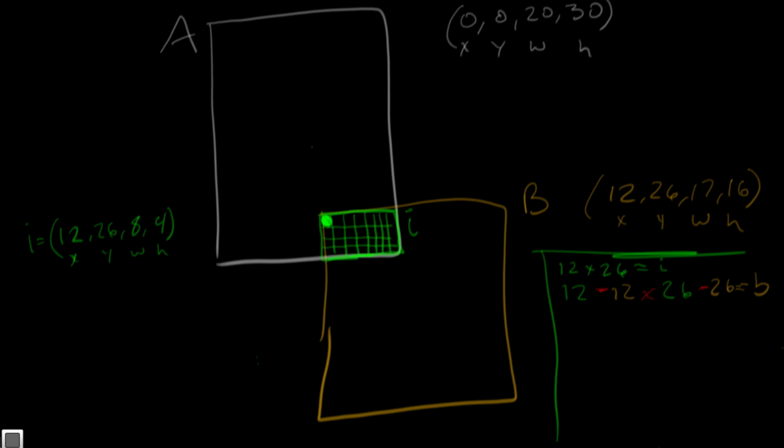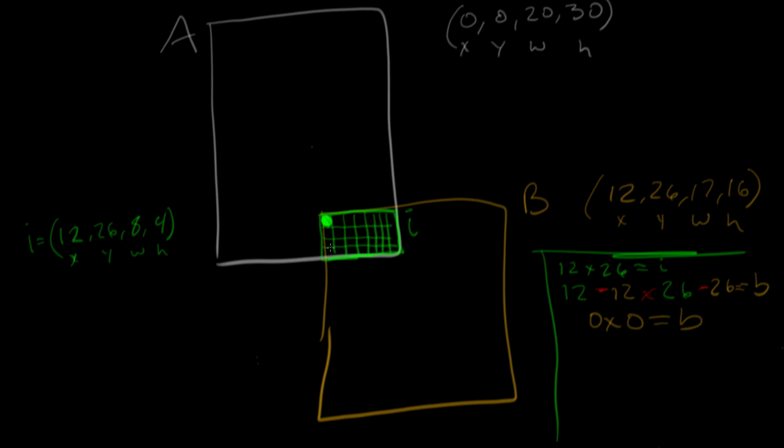So that comes out to be 0, 0. 0 by 0. So 0, 0. And that's at B. Which we can see because we can visually see it. That's the top left pixel of B. So we know that's correct.